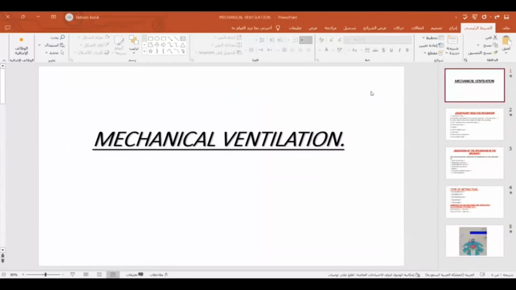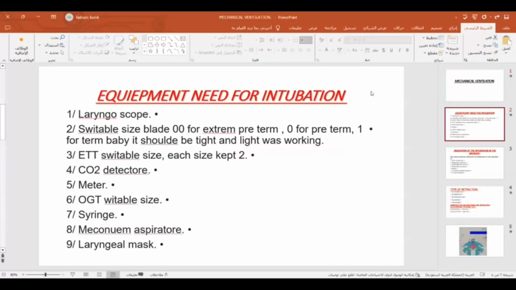Today we will talk about mechanical ventilation. The equipment needed for intubation: laryngoscope with a suitable size of blade. We have three sizes of blade. Blade 00 is used for the extreme preterm baby. Blade 0 is used for the preterm baby. Blade 1 is for the term baby. It should be tight and the light should be working. Then the ETT of suitable size; each size we should keep ready.